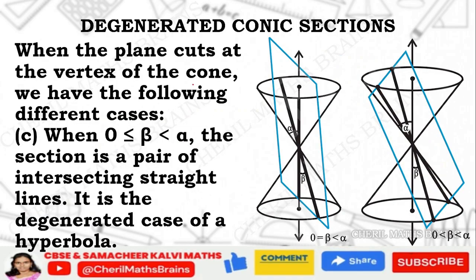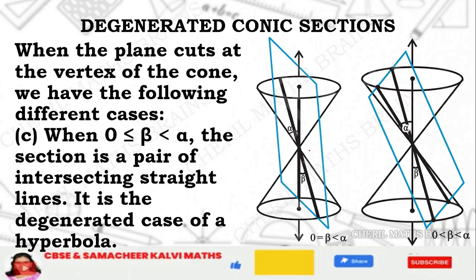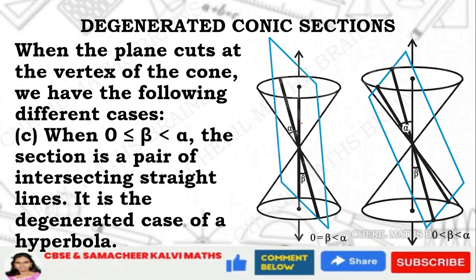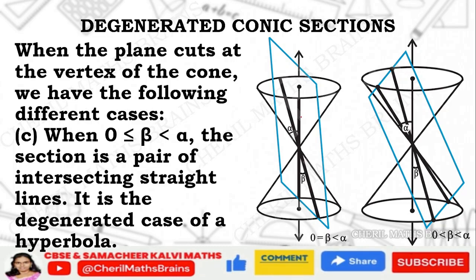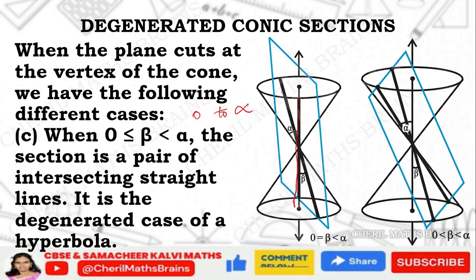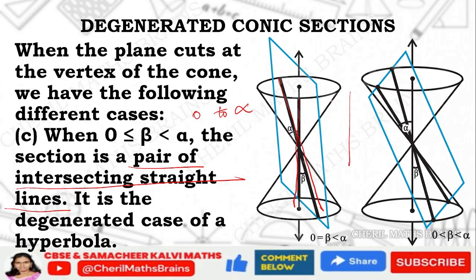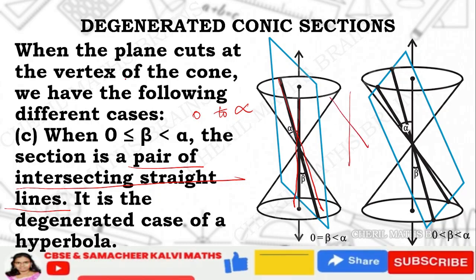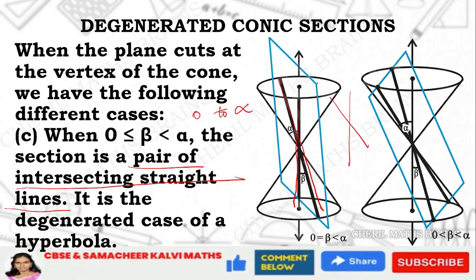The next one is when the plane cuts at the vertex at some angle beta which is greater than or equal to 0 and less than alpha. So this beta is from 0 to alpha. In that case you will get a pair of intersecting straight lines. You have this straight line here and then this straight line here. So you get a pair of intersecting straight lines. That is the degenerated conic section in this case.